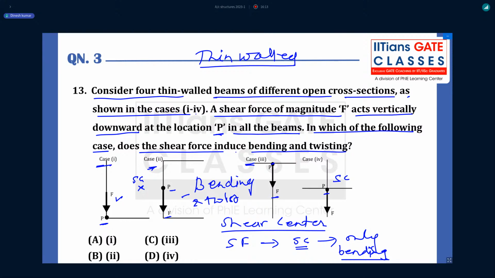So when the load, am I audible? Yeah. So the load passes through P, so that means it will not create any twist. So which is the case which creates both bending and twist? I think case 2. So what is the answer, guys? B is the answer, guys.